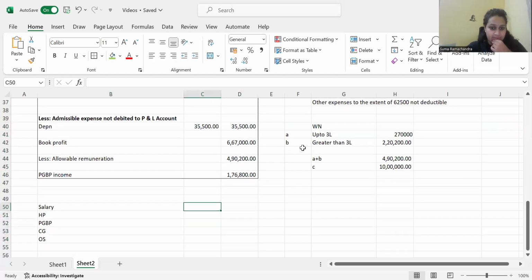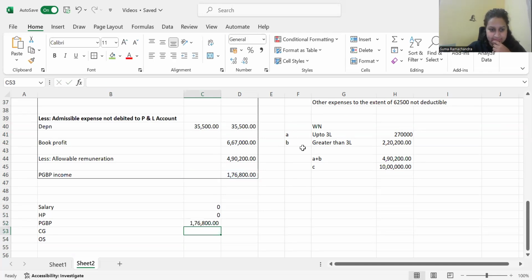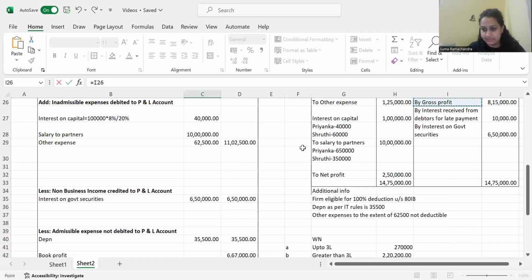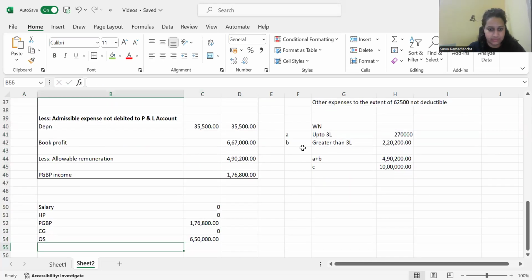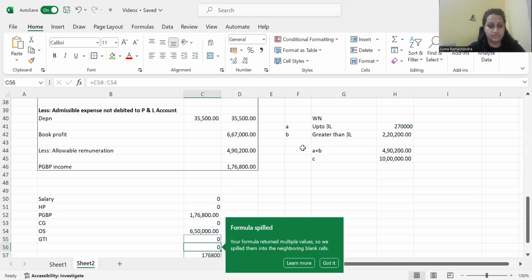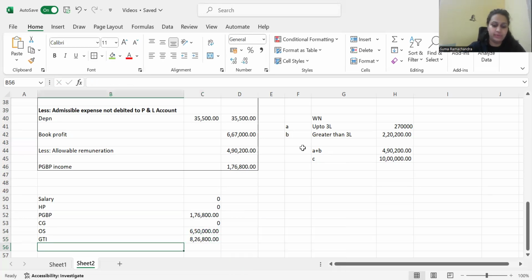Now, salary amount is 0, house property is 0, PGBP they have already given here 1,76,000. We have calculated it. Capital gain in this question is 0. Other source that we have already seen here is 6,50,000. Now, this will become my GTI. GTI is gross total income, is equal to sum.